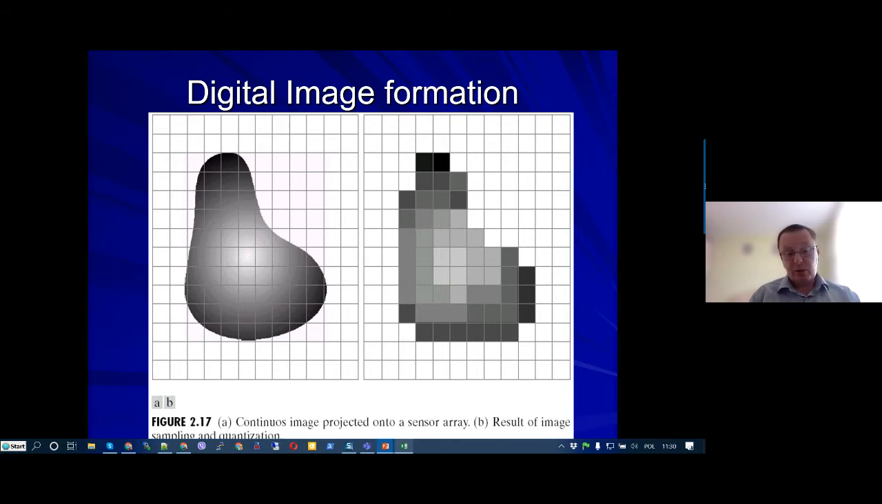So here we have an example of how a continuous image is projected onto an array. On the left side we have the reflection of a continuous image, or transillumination, no matter, being projected onto the array. But the sensors of a digital imaging device have a physical size. They have some definite, final minimal physical size, so it's obvious that the continuous image does not exactly fit each sensor.